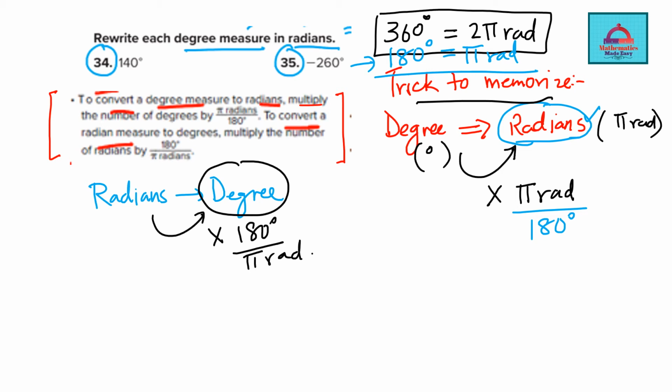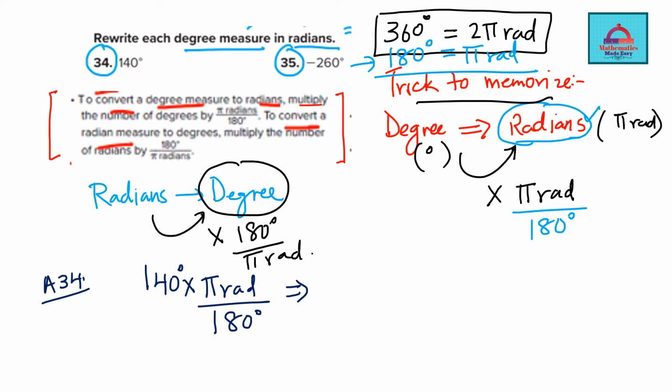So let's now solve. For answer 34, the angle given is 140 degrees. We are converting to radian. So without going to the formula also, we know because we want radian, pi radian will be on the top and you divide by 180. So let's see what we get when we simplify.